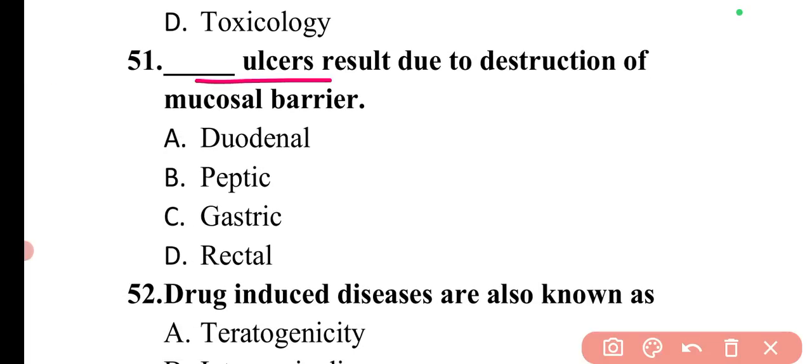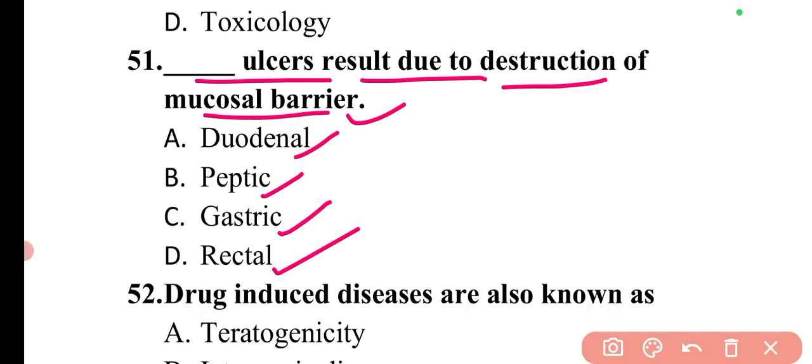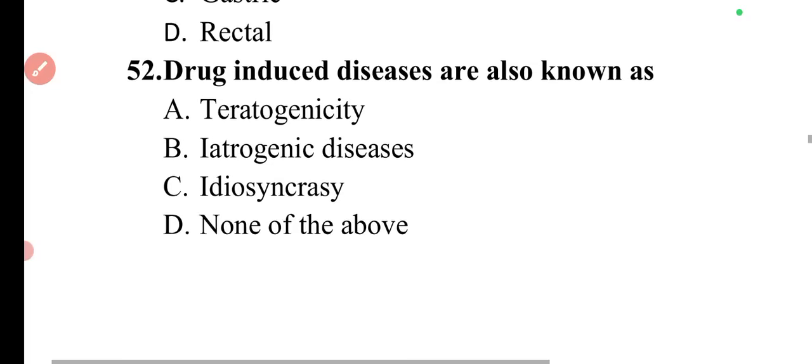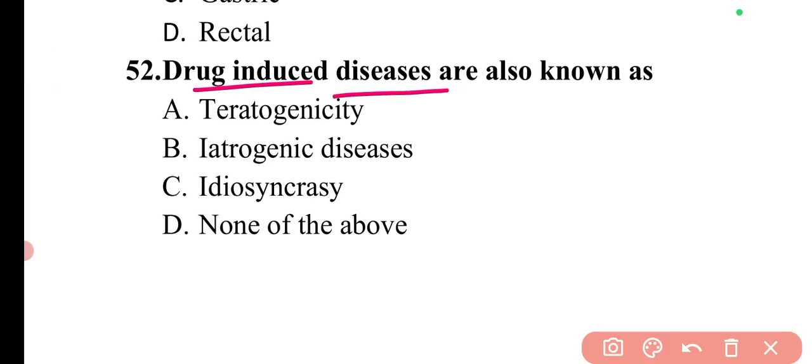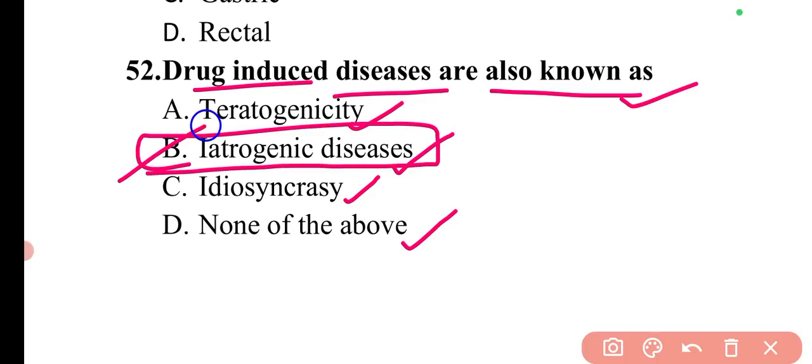Next question is, dash ulcers result due to destruction of mucosal barrier. Options are duodenal, peptic, gastric, or rectal. And the correct answer is option number C, gastric. Next question is, drug induced diseases are also known as, options are teratogenicity, iatrogenic diseases, idiosyncrasy, or none of the above. The correct answer is option number B, iatrogenic diseases.